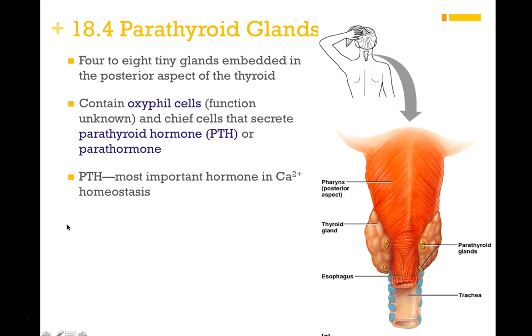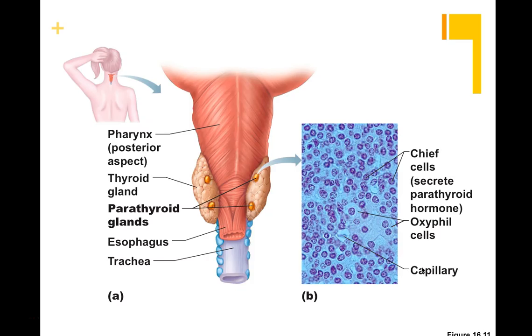So let's talk about that parathyroid gland just a little bit more. We will once again find them posterior to our thyroid gland, and we will find typically 4, but it can be up to 8 of these little glands. If we look at their histology, we can see that there are 2 major types of cells here.